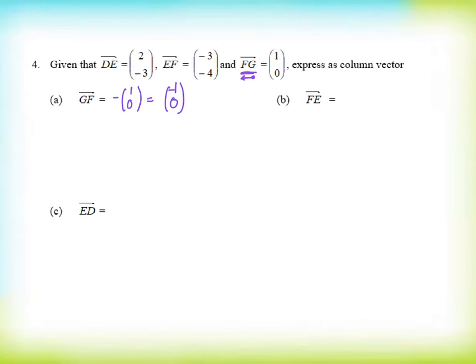Next, let's find FE. FE is the same over here. It's going in the opposite direction. So we will have (3, 4). What about ED? This is quite easy too. E to D is in the opposite direction. So we get (-2, 3). Have you gotten the answer?